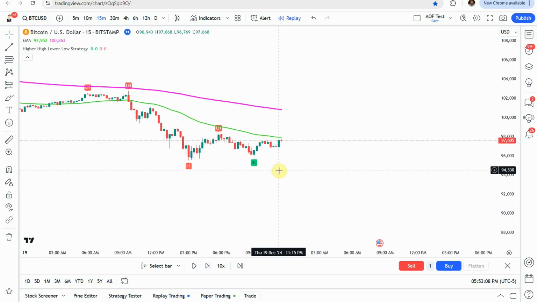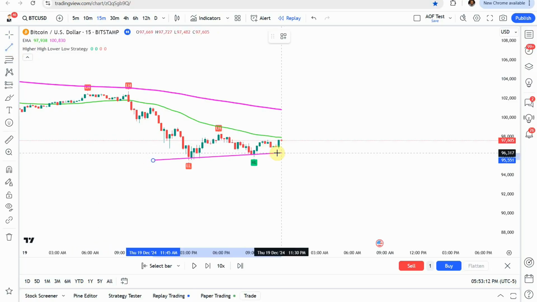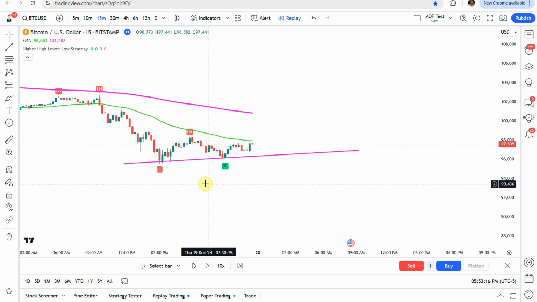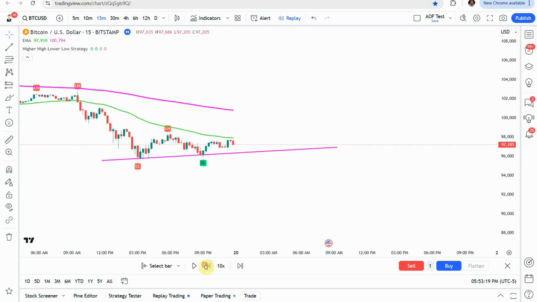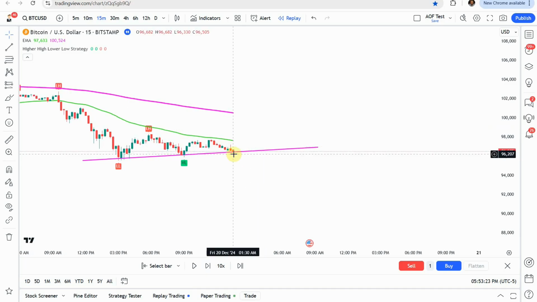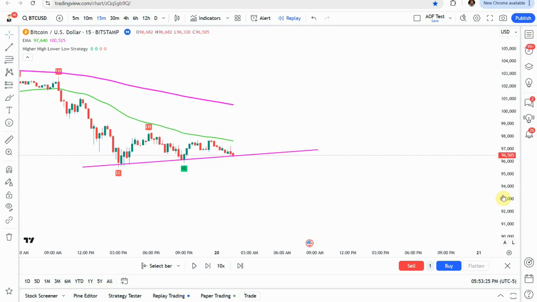Then what we're going to do is just take a standard trend line. We're going to draw from the lower low to the higher low. We're just going to project it out like so. And then what we're going to do is just go ahead and play this forward, and we're looking for price to break below that trend line like it does right here.